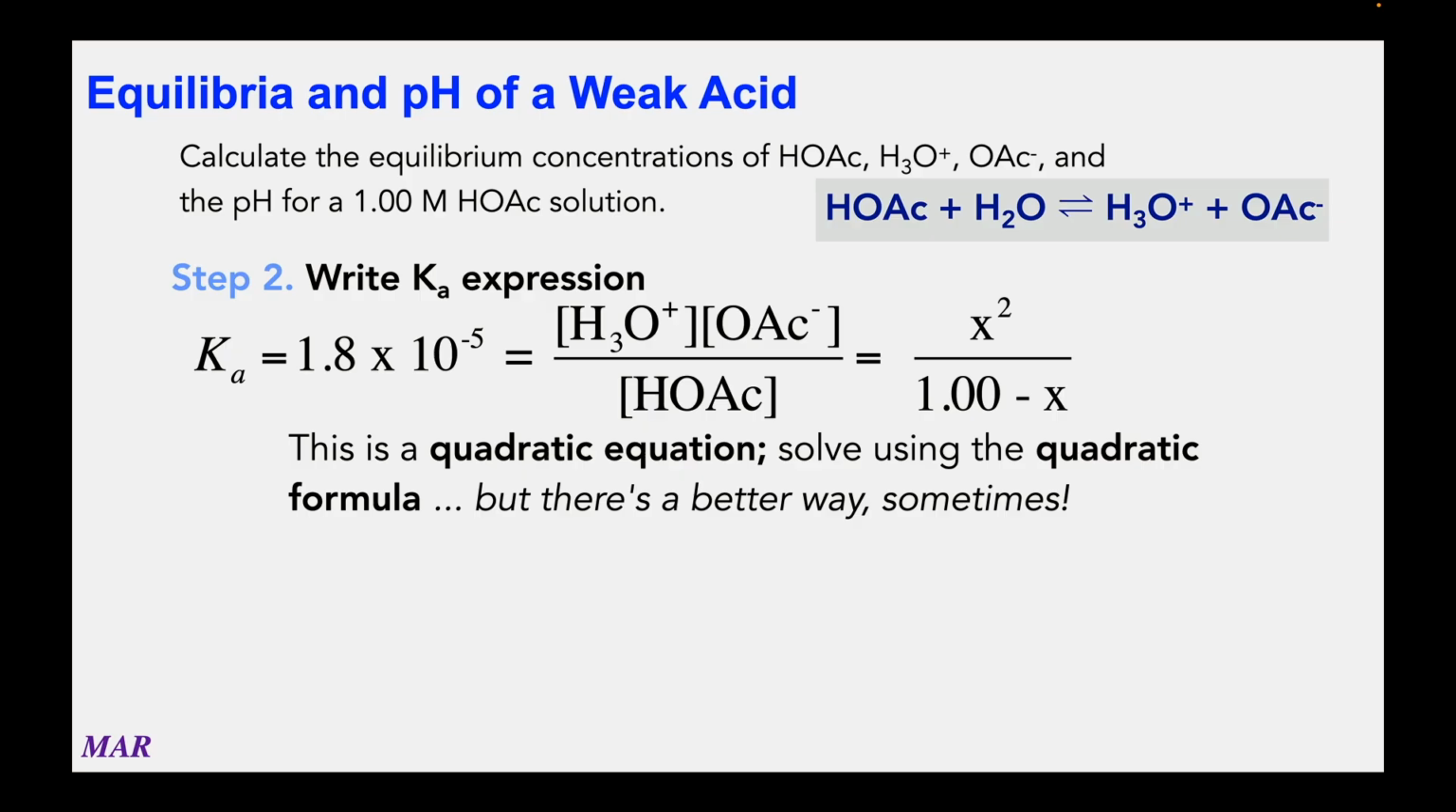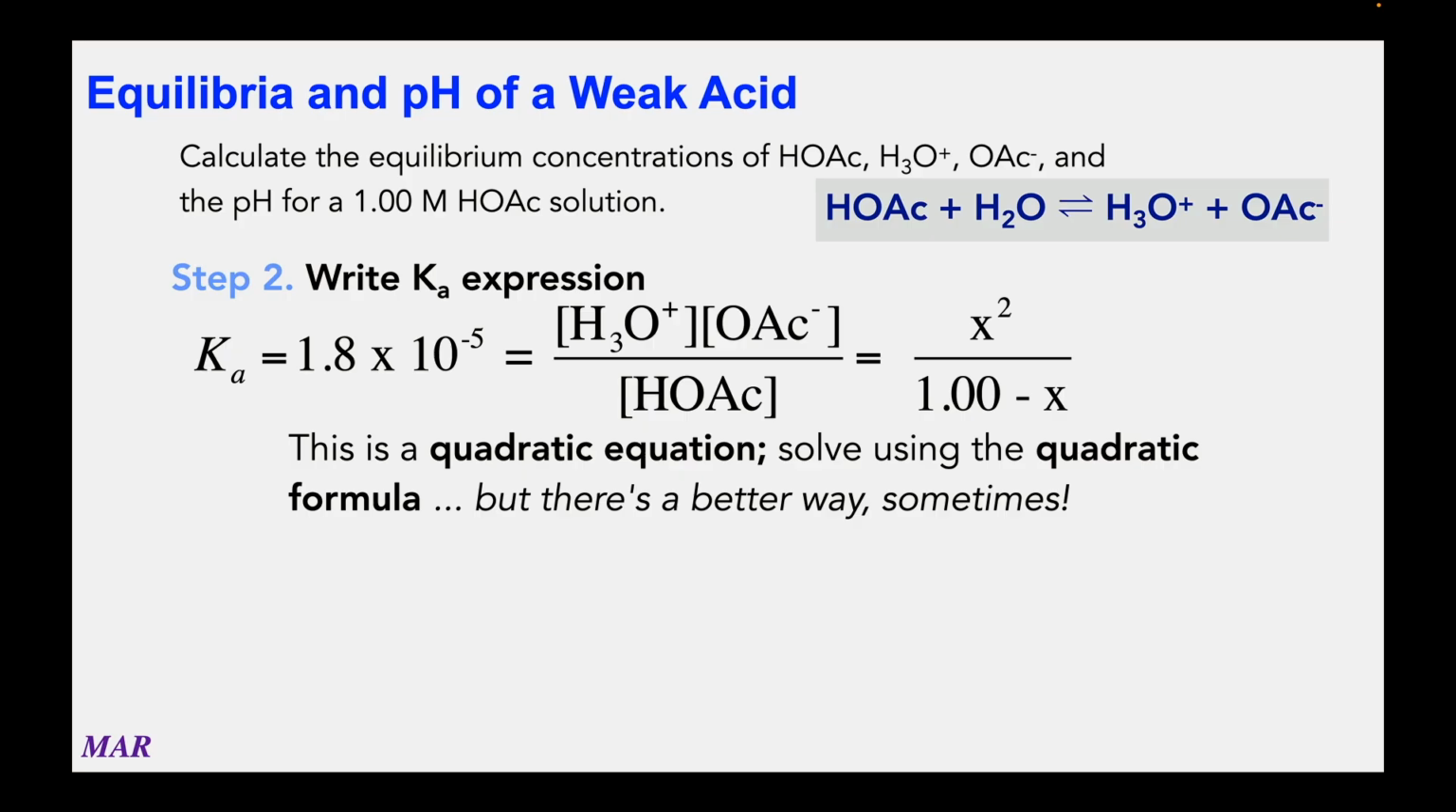So that would be X times X for the numerator, or X squared. We'll divide it by the acetic acid, which started at 1.00 and went down by X. Now, right now, this is a quadratic equation. You're going to have Ka times (1 minus X) equals X squared, and you'll end up with a quadratic formula like we talked about last time. And there's nothing wrong with solving that. If you have the solve button on your calculator, it makes it pretty easy, honestly.